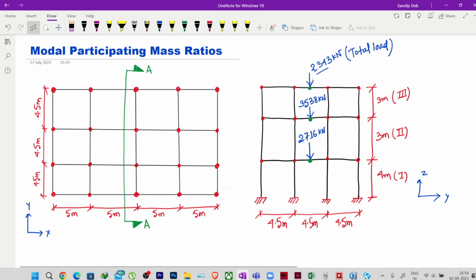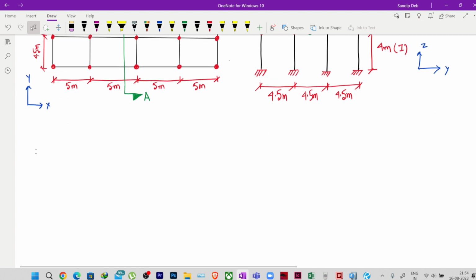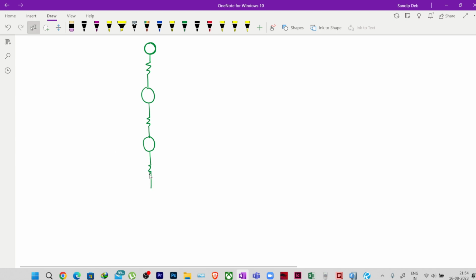So what we can do is convert this particular problem into a simple multi-degree of freedom system, right? We can convert it like this. Suppose this is my mass, let me draw it like that: stiffness, another mass, stiffness, another mass, and some stiffness. And this is my support. This is mass 1, m1, this is mass 2, and this is mass 3.